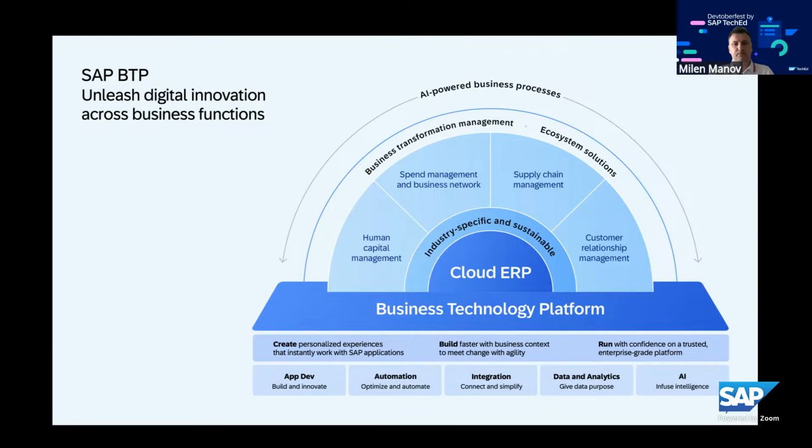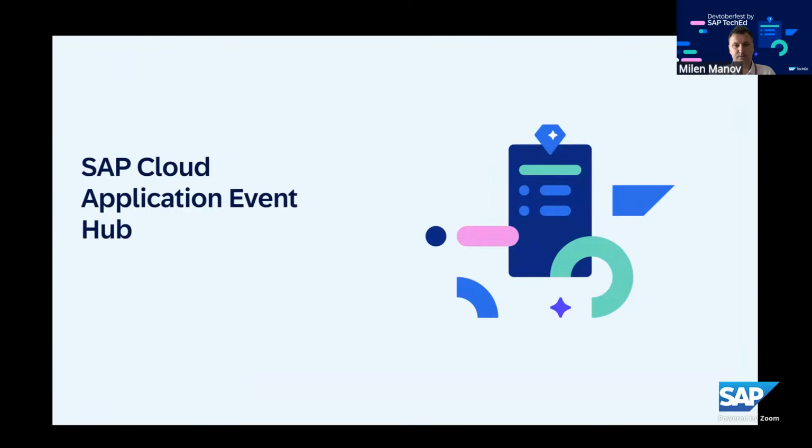Okay, so we know where to run our extensions, but how do we build them? How do we create those? Before that, actually, you run your extension, but then you have to connect somehow with the SAP system. And Chris will tell us how you do it. Yeah, thanks, Milan. This is where SAP Cloud Application Event Hub comes into the picture.